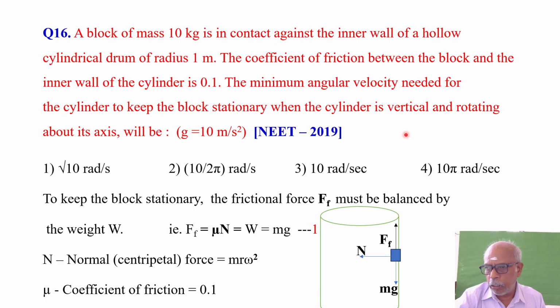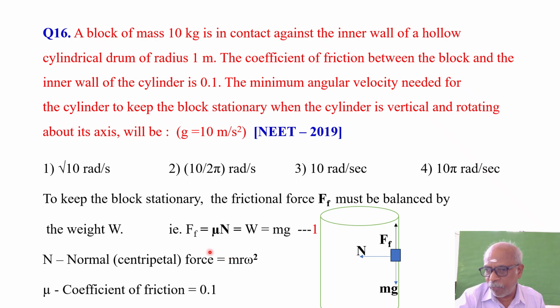So how to solve this question, sir? Let us look into the question. To keep the block stationary, the frictional force Ff must be balanced by the weight W. So mg is the weight which is acting downwards. N is the normal force which is acting towards the center of the circle, or towards the axis of the cylinder. What is the value of N? It is m omega square r, which is your centripetal force, nothing more than that.